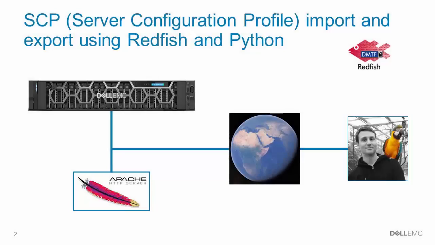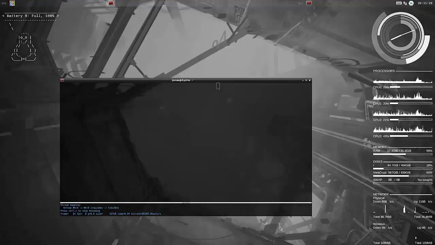So this is a diagram of what we're planning to do. It's a 14G server, there's an Apache web server, there is the Earth, and I'm on the other side of it. You may disregard the colorful bird for the moment. We're going to take the settings from the 14G server, put it on the Apache web server, modify it, and then put it back again on the 14G server, and verify that the settings have been updated.